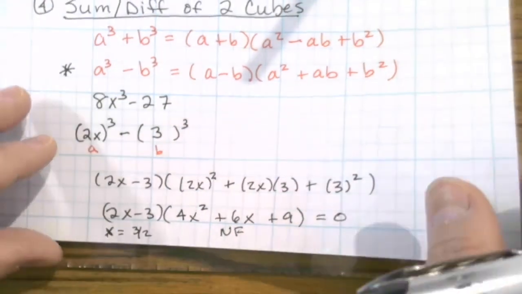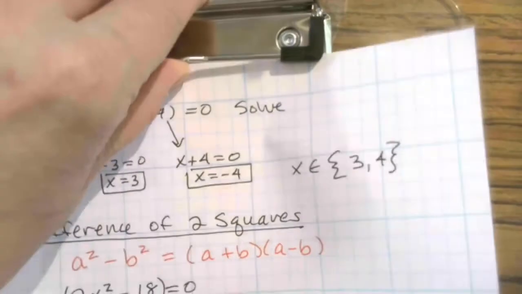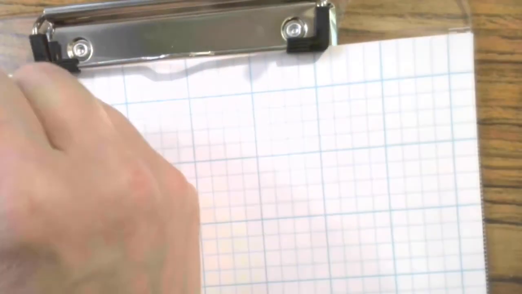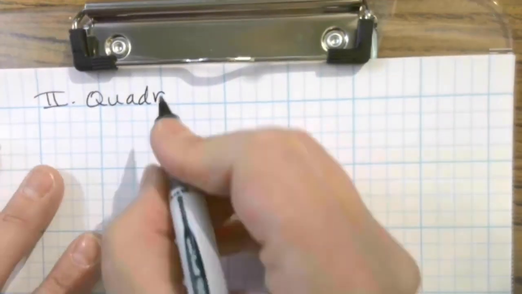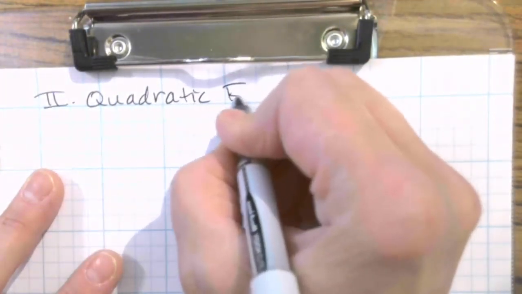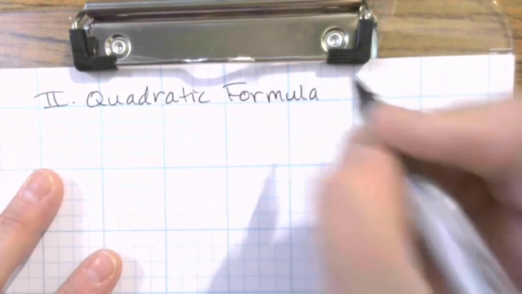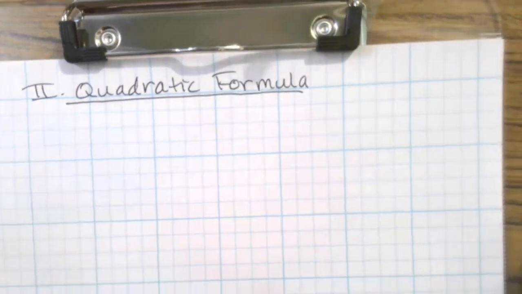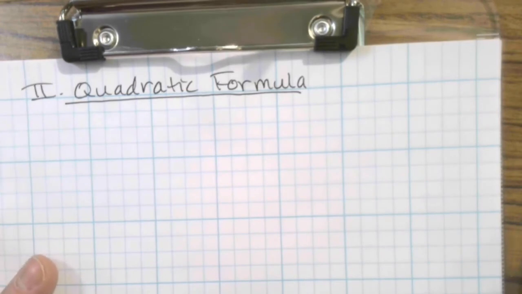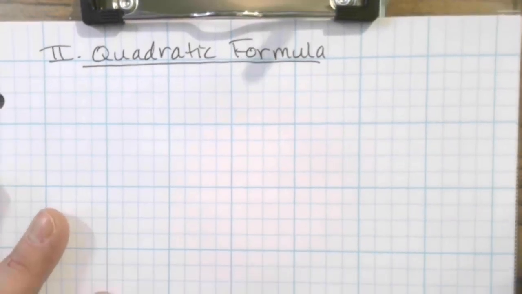All right, Roman numeral 2, we're going to review the quadratic formula. Quadratic formula actually works on any quadratic, but it tends to be a little time consuming, so we tend to factor to solve first, and then if that fails, we do the quadratic formula.